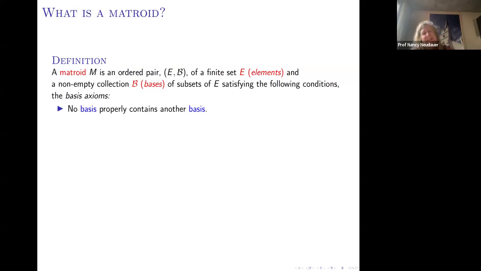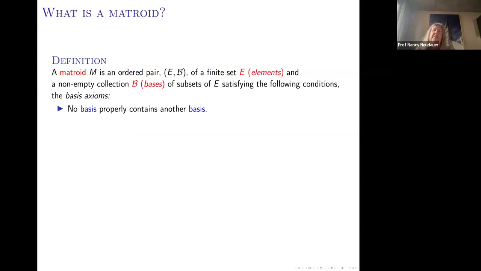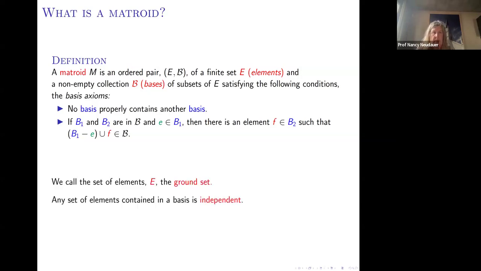All right, so back to the matroid. So we have this definition, and we have the two axioms. No basis properly contains another basis, and this basis exchange property. And then a few more terms we can use. This set of elements, E, we sometimes call the ground set of the matroid.